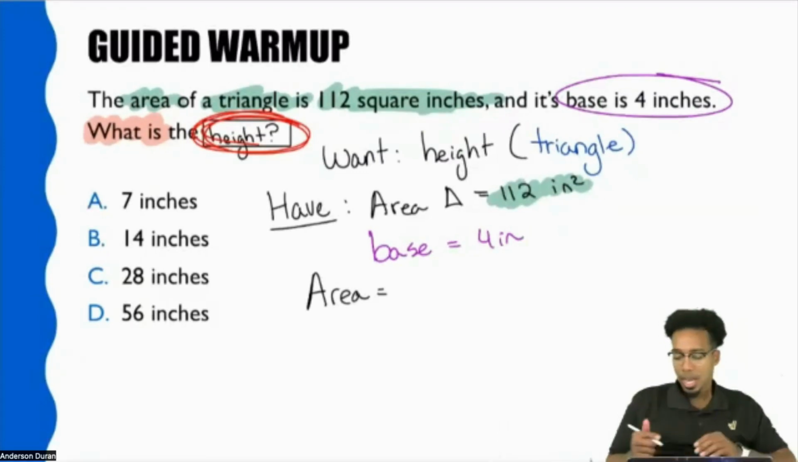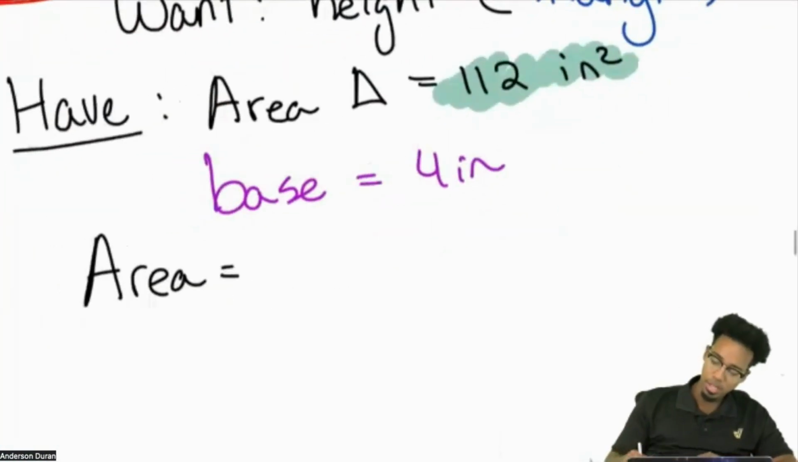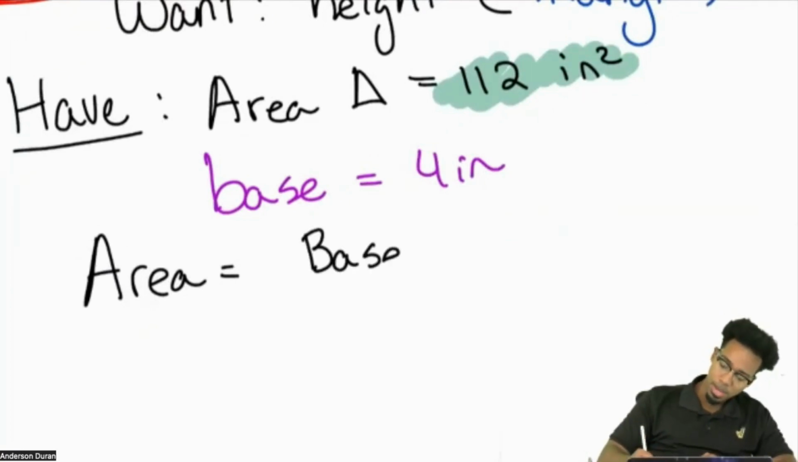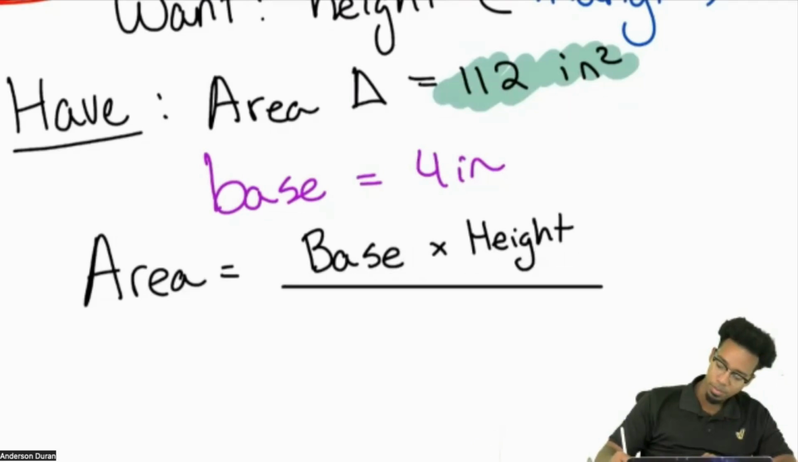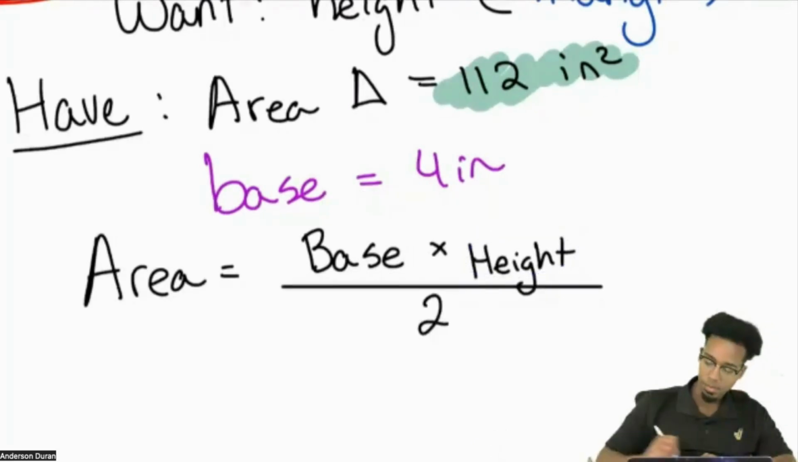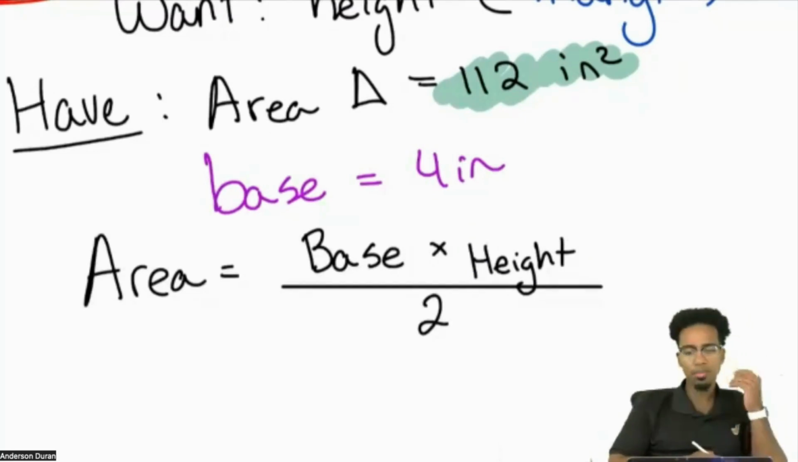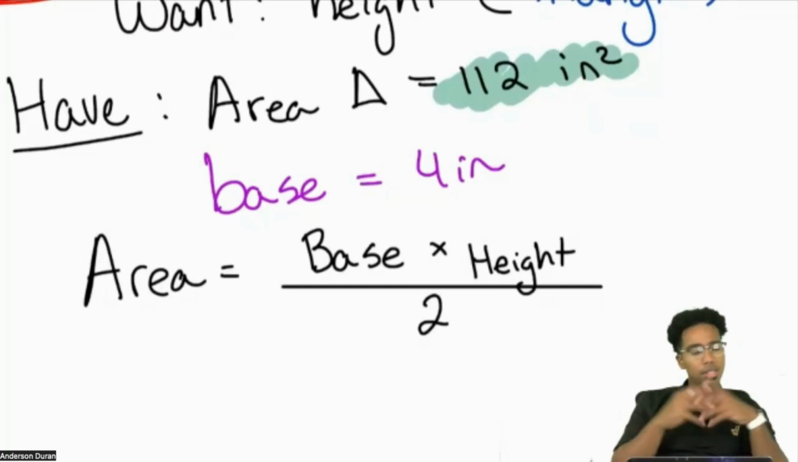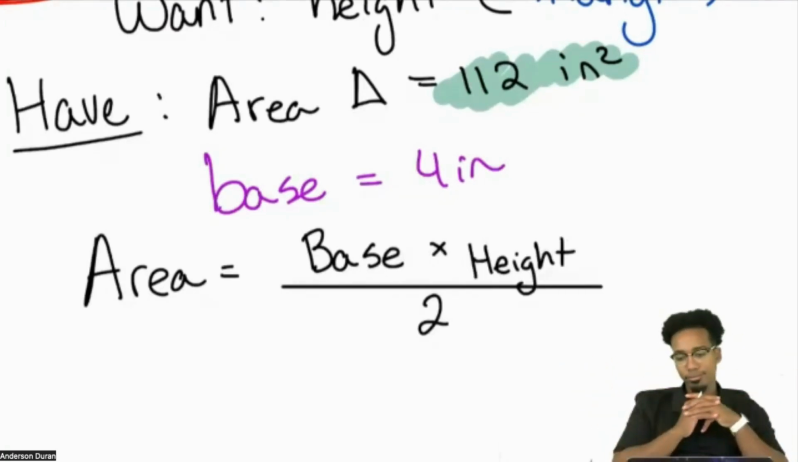Exactly. And so are you guys comfortable with me writing it like this? Are you comfortable with me writing it as base times height all over 2? Would you prefer I write it this way? Might be a little easier, right? It makes things just look clean already. That's exactly what you can do. That's how you can write it. No problem at all.